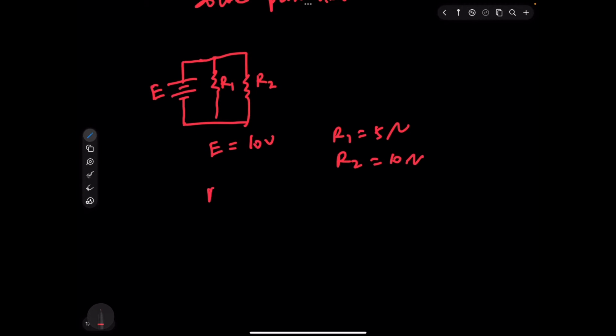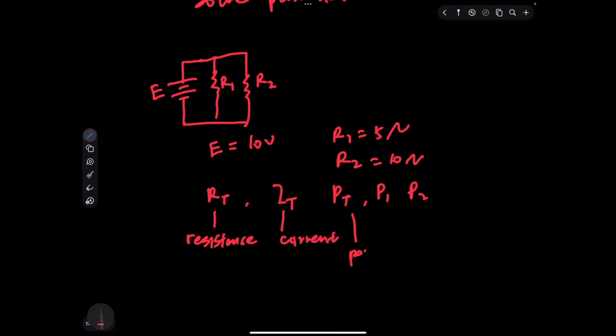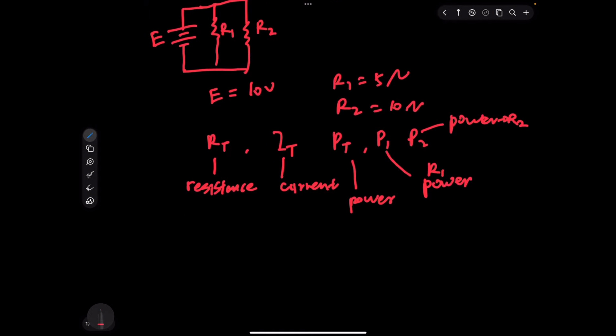So here we need to find RT, IT, PT, P1, P2. So the total resistance, the total current, the total power, the power for R1, and this is the power for R2. Okay, now let's get started.